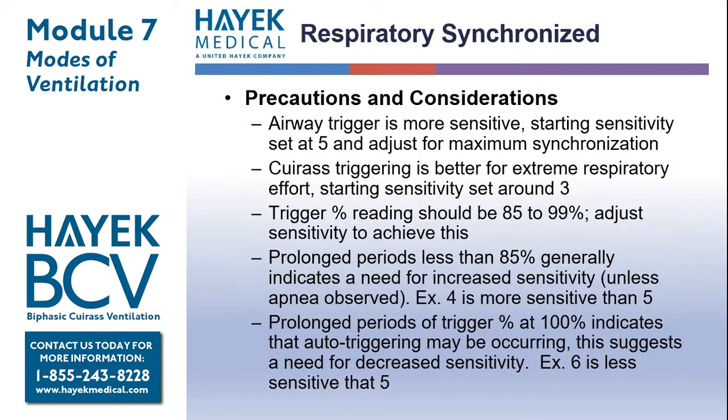Additional precautions and considerations of respiratory synchronized: airway trigger is more sensitive. Starting sensitivity set at 5 and adjust for maximum synchronization. QROS triggering is better for extreme respiratory effort, such as ARDS with high rates. Starting sensitivity set around 3. Trigger percentage reading should be 85 to 99%. Adjust your sensitivity to get in this range.